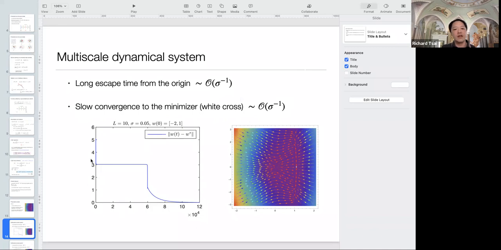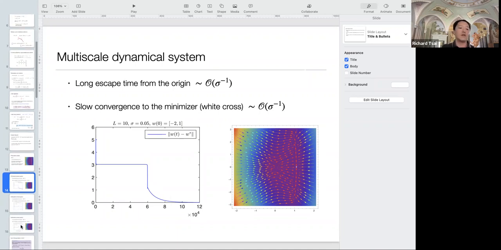So this is illustrated by the diagram over here on the lower left corner. The horizontal axis shows you, in some unit, the number of time steps you perform in your discrete gradient descent flow. You have a network with L equals 10, so you have 10 hidden layers. This is a standard deviation, and the blue curve shows you the L2 difference between what's being computed and the optimal weight set. So you start out from here, and this plateau corresponds to the fact that you're trapped in the neighborhood around the origin. And once you escape, you quickly get to some neighborhood of the slow manifold. Then you start to be attracted to the slow manifold, and also flow down or up towards the optimal weight sets. So that gives you this behavior.